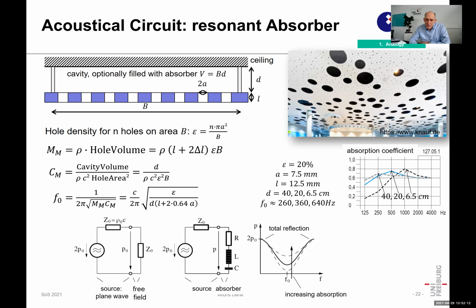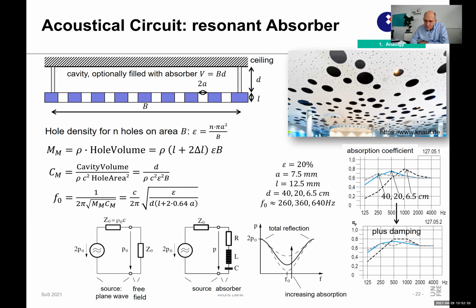And for this reason, you need to put some damping material into your cavity. So you not only have a compliance C, but also a loss element inside. This then broadens the resonance of the system and allows a little bit of broadband absorption into the room. If you do damping in here, it's getting even wider. And this is what people do in room acoustics. It's so simple, this example.